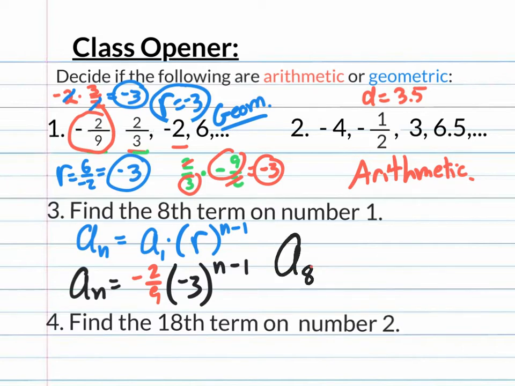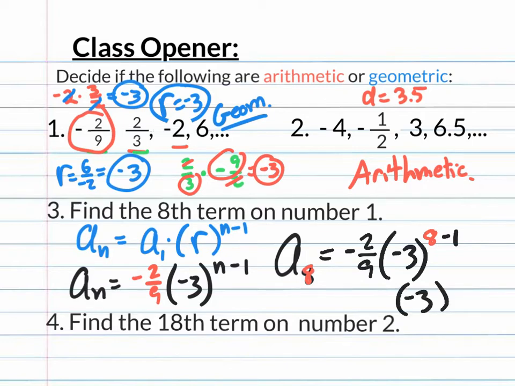Okay, and maybe I should do the 8 in red so it really stands out, that we're plugging in 8 instead of n. So we are plugging in 8. So you really have -2/9 times common ratio -3, and we're plugging in the 8 in place of the n, and of course it says -1. So the math that we need to do with the calculator, easiest, would be the -3 in parentheses to the power of 7 and then multiply it by -2/9. And that will give you the 8th term on the list.